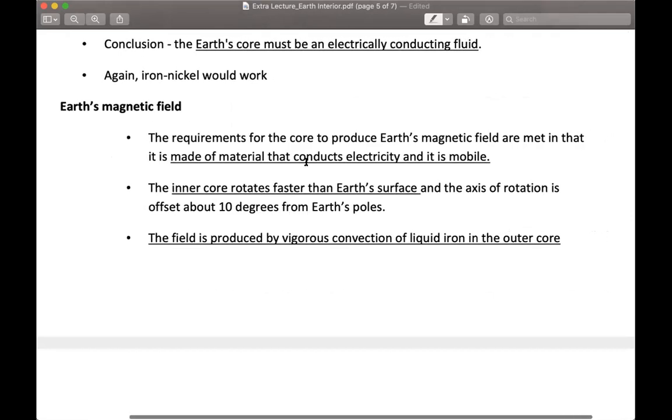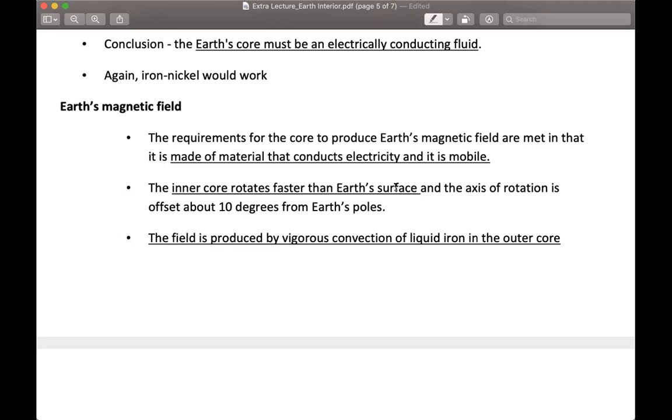So the core produces the Earth's magnetic field, and it's very important because it is very strong. We feel it on the surface as well, right? On the Earth's surface, we feel the magnetic property, which is generated at the extreme depth of the Earth, some 6,000 kilometers below. So this inner core rotates faster than the Earth's surface.